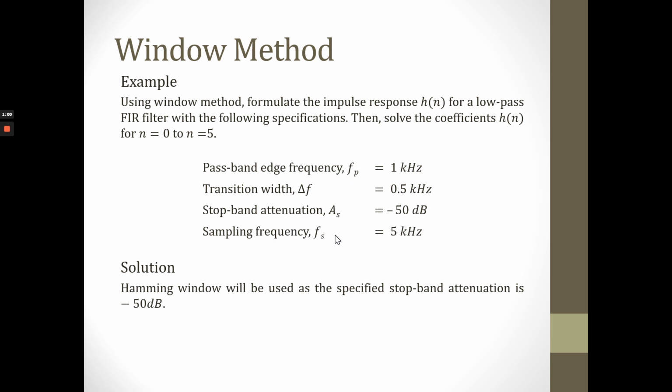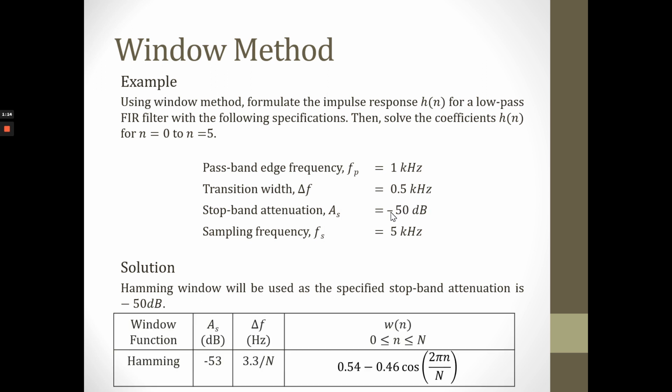First, we need to check the value of stop band attenuation As, which is equal to negative 50 dB, and refer to the window function table. As we refer to the window function table, the window function that should be selected is the window function which has the stop band attenuation value higher than the given stop band attenuation in this specification.